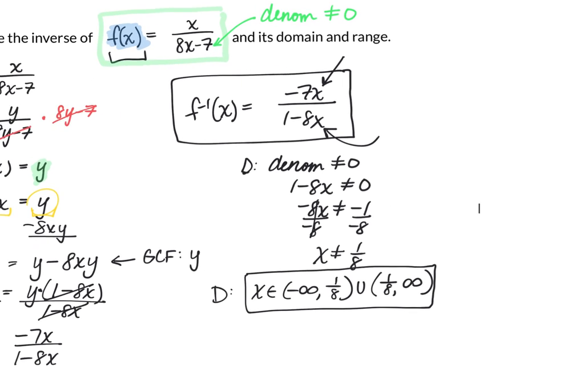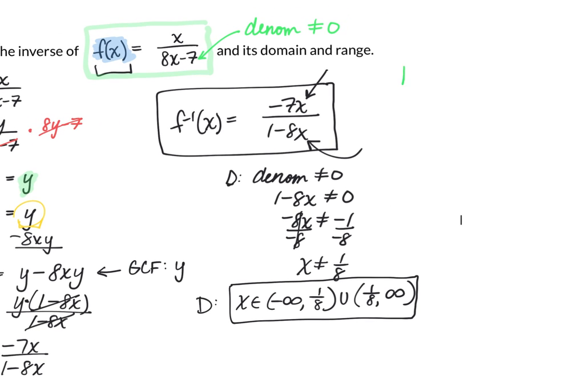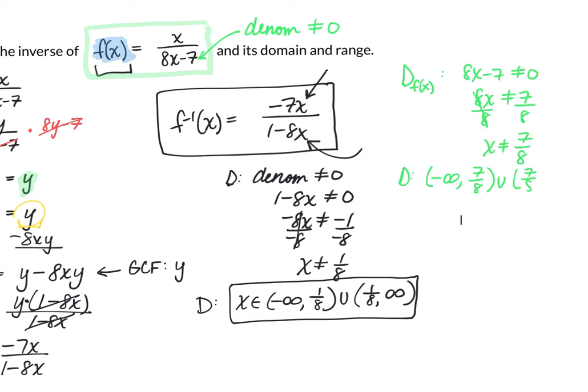So let's scoot over a little bit, and we're doing the domain. I'm going to write it as the domain of f. So I'm going to put D for domain, the domain of the function f of x, the original. The denominator 8x minus 7 cannot equal 0. So if you add 7, 8x cannot equal 7. Divide by 8, and that gives us that x cannot equal 7/8. So the domain of the original function will be all real numbers except for 7/8. So negative infinity to 7/8 union 7/8 to infinity.